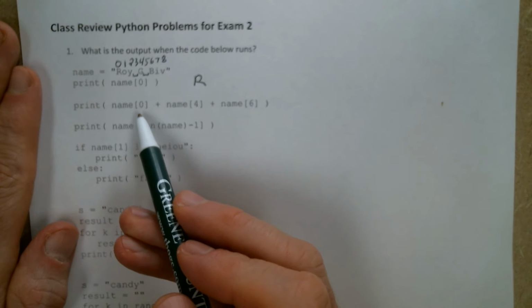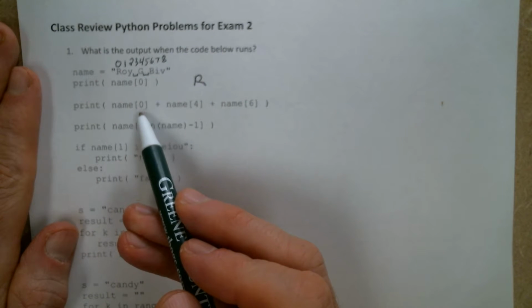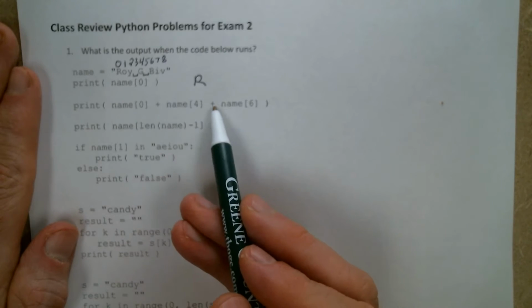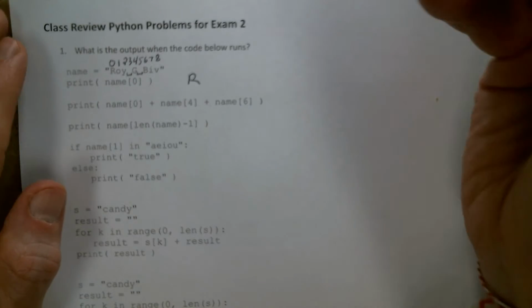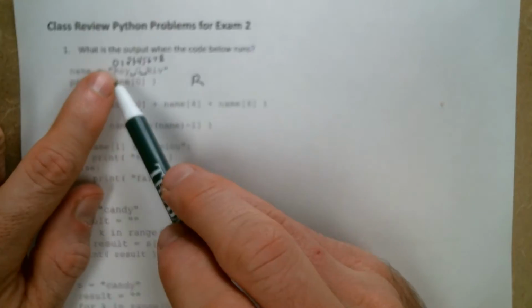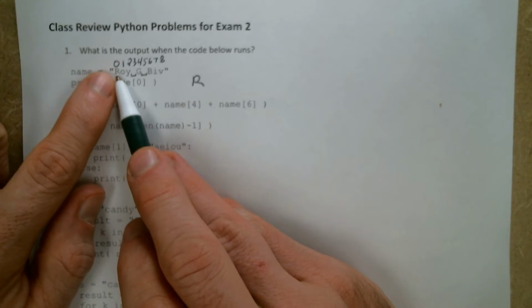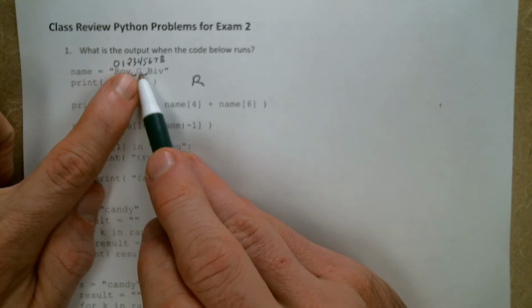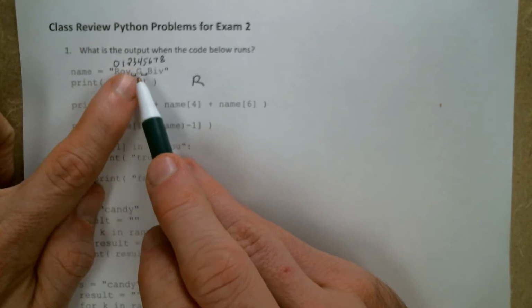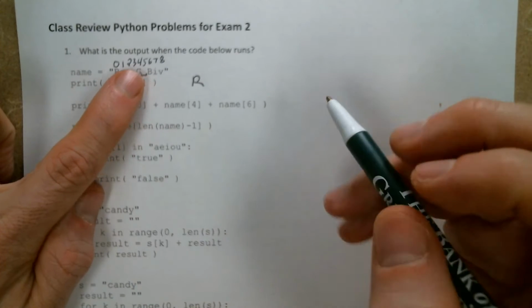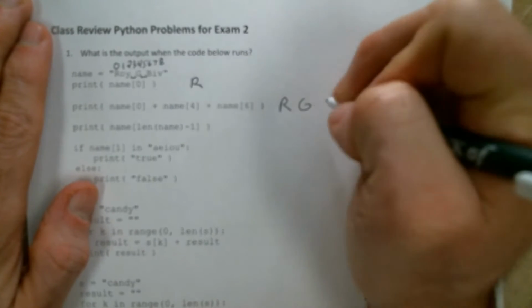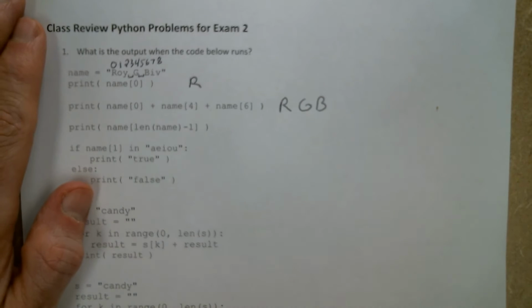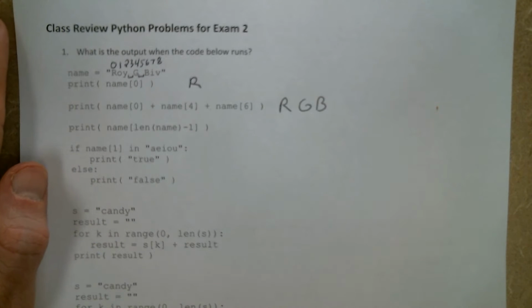All right, when I'm printing out name index 0 plus name index 4 plus name index 6, the plus is just going to stick all of those things together. And then if I go through my different index numbers, I can see that 0 is R, 4 is G, and 6 is B. So this is just going to print out R, G, B, right next to one another.